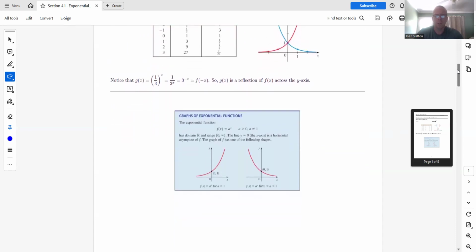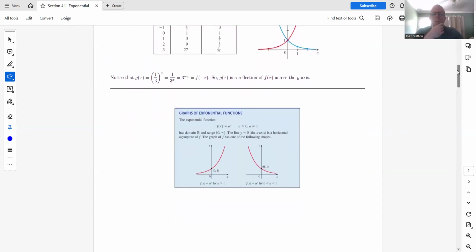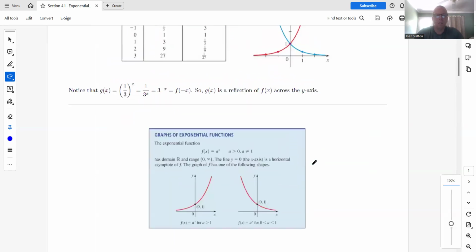Some other things to notice. Let's zoom in a little bit, that's a little bit small. Looking at these exponential functions, the domain of really any exponential function that we're going to see is going to be all real numbers. That's not universally the case. We could come up with some that would have a restricted domain, but for this class, they will pretty much always have all real numbers.